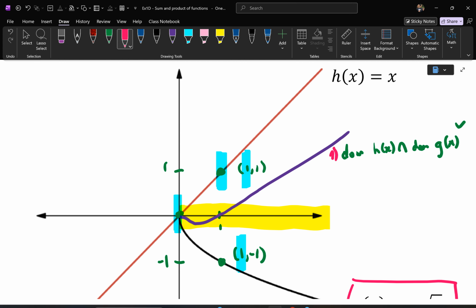So number 1, check domain. Number 2, find key points. Okay, and then number 3, it's the analysis. It's based on how strong you can do that. Okay, but that's 1D, and chapter 7 does it again.